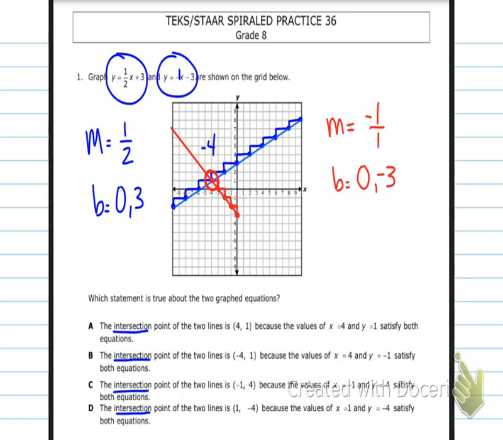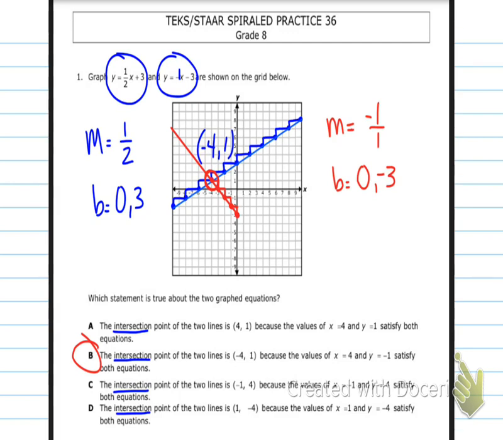It's at (-4, 1). I do want you to be careful because if you read it wrong, you might accidentally fall for D, (1, -4). That would be such a shame to do all this work only to mess up at the end.